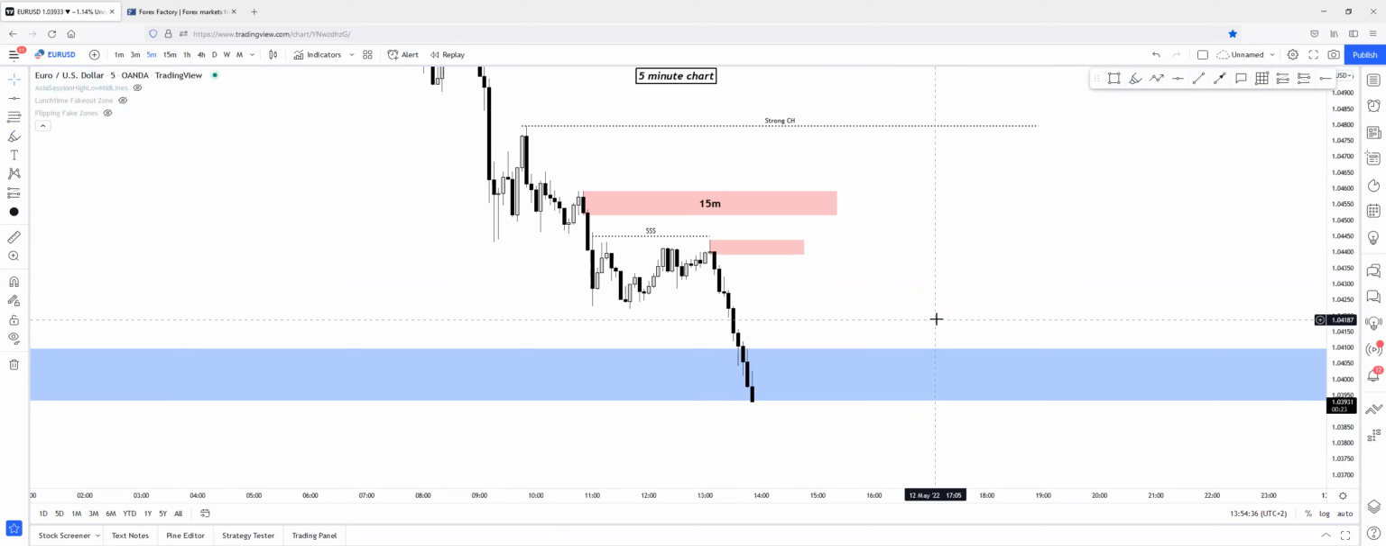Patience, exactly. News comes 30 minutes after. Yeah, there will be news too. So we are in a late zone, and we're going to be waiting for a 15-minute change of character.